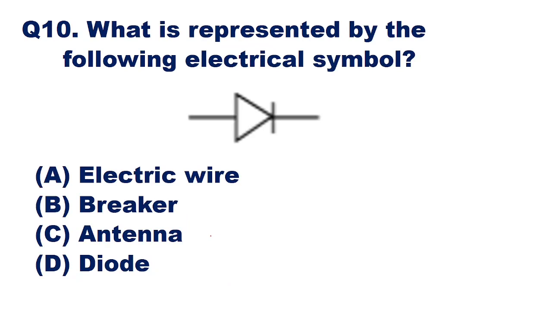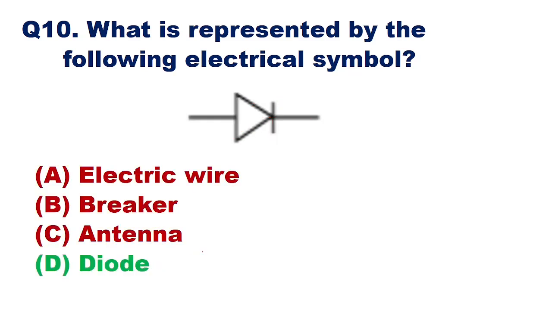What is represented by the following electrical symbol? So if you see this symbol, this is a symbol of a diode where you can have this arrow head and you can have this bar type. Now the terminal which is connected to the arrow head is called anode, and the terminal which is connected to the bar is called cathode. So it is a two terminal device. This is the arrow head and this is the bar. So it is a symbol of a diode.